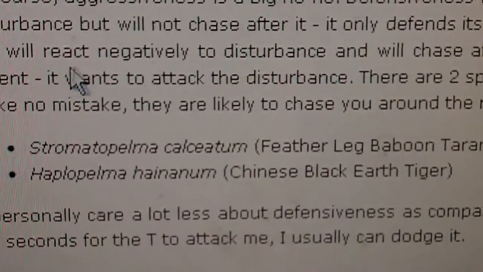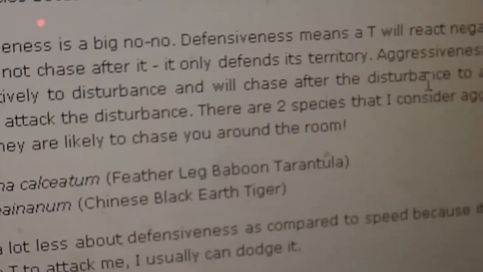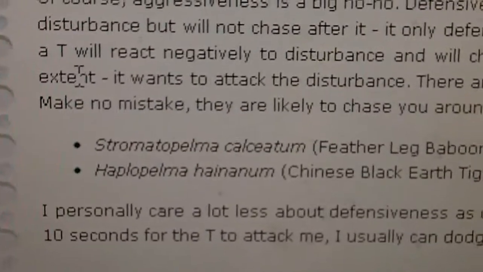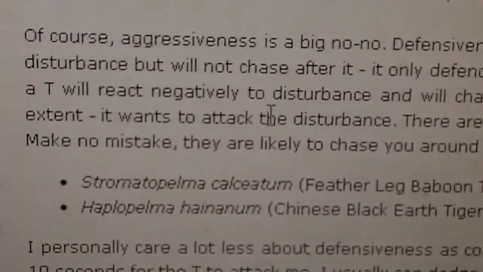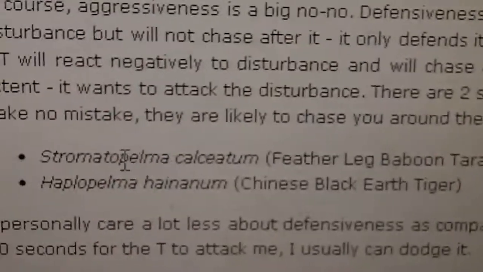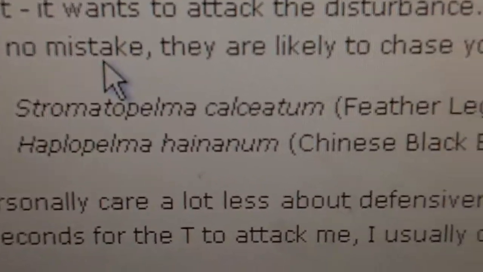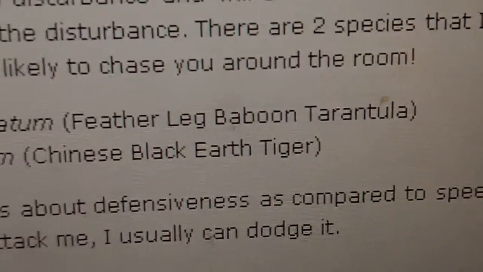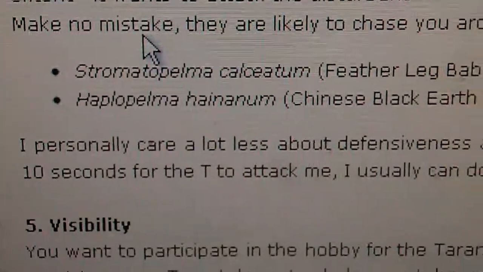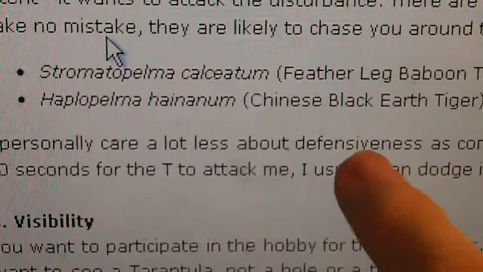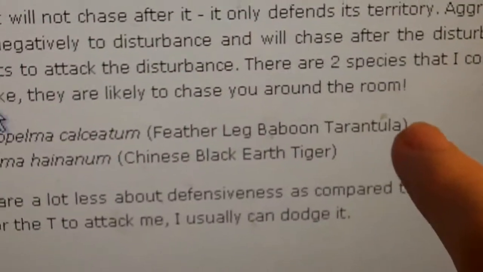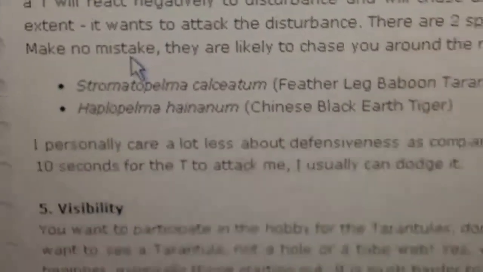So, aggressiveness means that a T will react negatively to a disturbance and will chase after the disturbance to a certain extent. It wants to attack the disturbance. So, these are two species I consider aggressive. Make no mistake, they're likely to chase you around the room. And wouldn't you know, Featherleg Baboon is right over there next to the Haplopelma hainanum. I actually never had a Haplopelma hainanum, so I can't really speak from experience that they actually do that, but I can certainly believe it of the S. calceatum, and that actually confirms what I believe to be the most aggressive species.